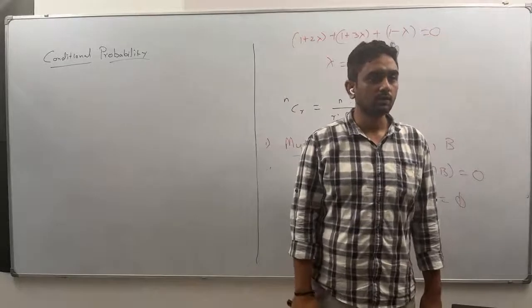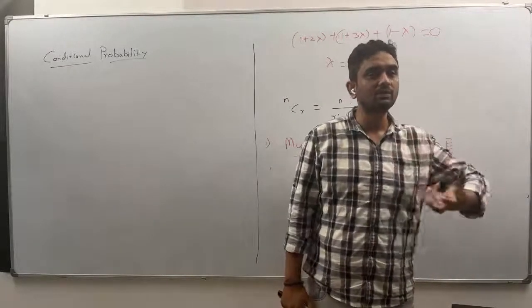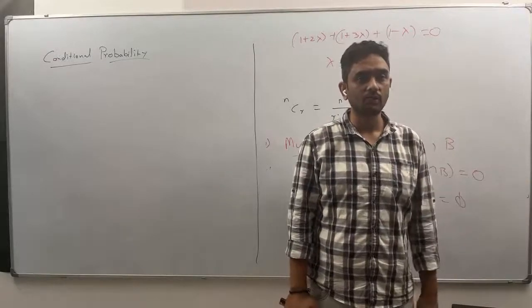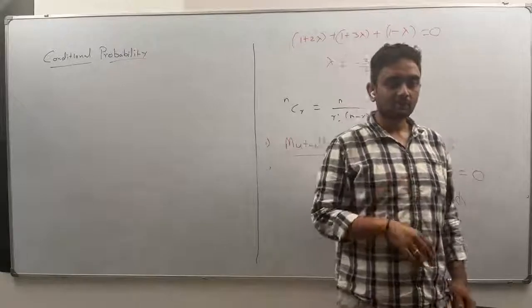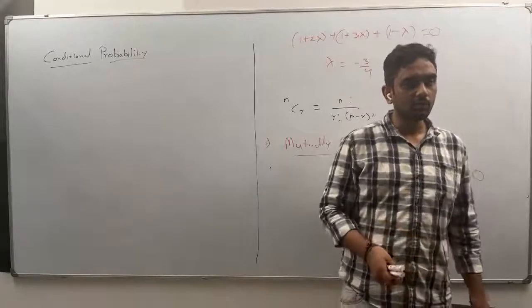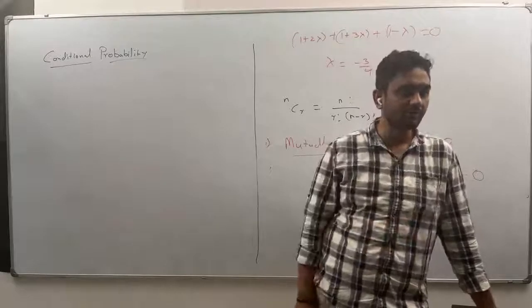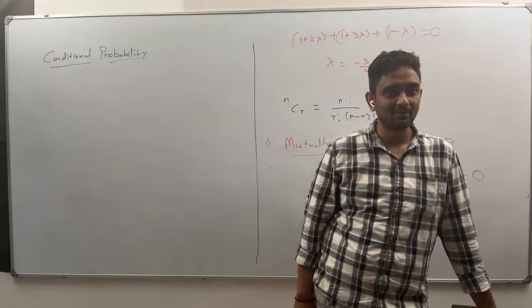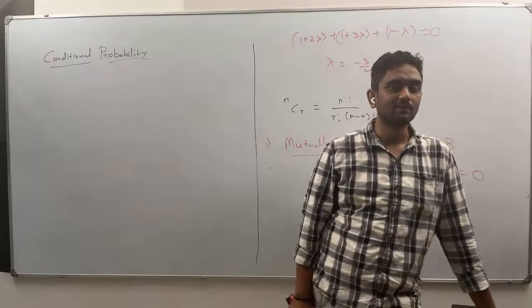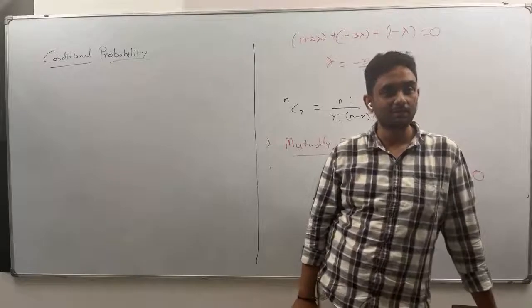Next is conditional probability. Conditional probability means some condition will be given, and based on that, you have to find it out. For example, let's say I'm rolling a dice, and Murugasan is doing some betting. He's betting that the outcome will be 5, and he's placing, let's say, 100 rupees on it.